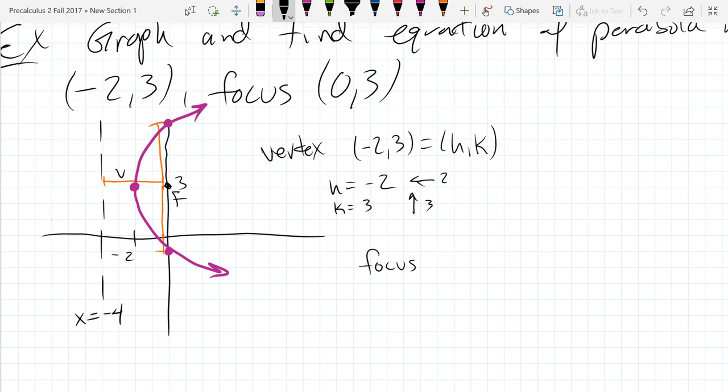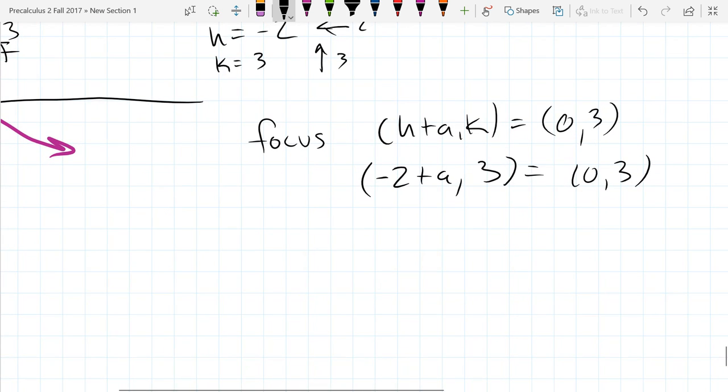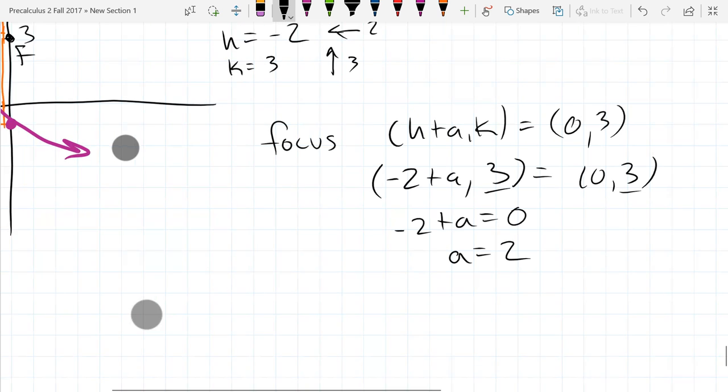So I'm writing down from that chart, the focus is (h plus a, k). We already knew the focus was (0, 3). But because we know h and k, this is (negative 2 plus a, 3) equals (0, 3). So just pairing these up, 3 obviously equals 3. That's not a problem. And negative 2 plus a equals 0. So a equals positive 2. So you should have gotten a is positive 2.